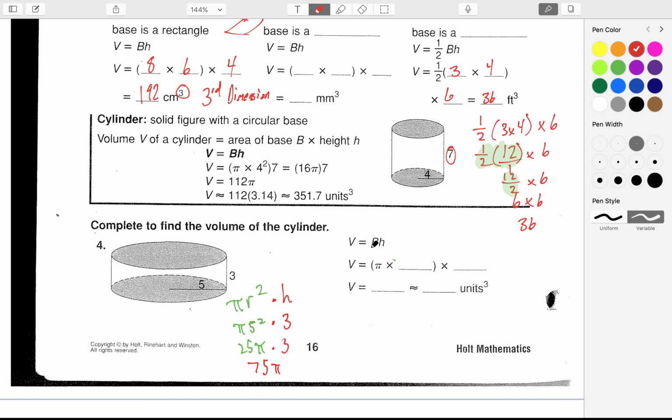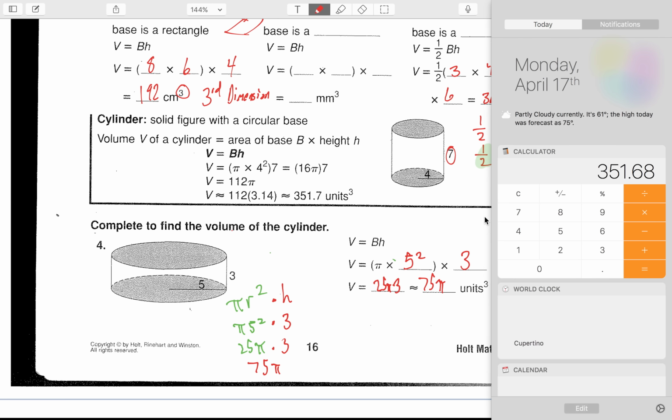I don't know about for you, but if you would like to do this, you could always put in the 5 squared here times your height, which is 3, 25 pi times 3, which is about 75 pi. And then 75 times 3.14, 235.5.